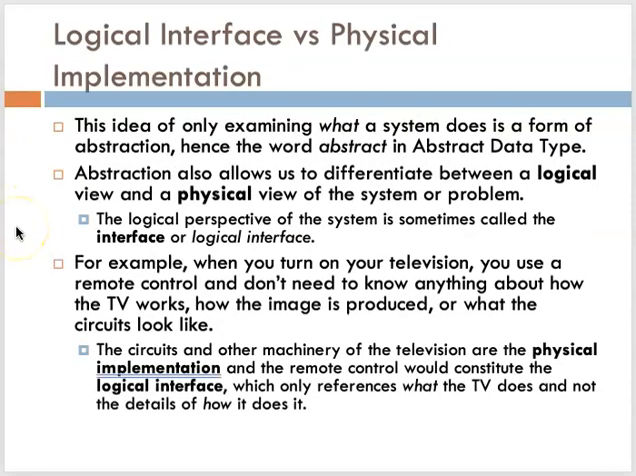And this idea of differentiating between the logical interface versus the physical implementation is very important. It's because it lets you examine what a system does without looking at the details of how it does it. So this idea of only examining what a system does is a form of abstraction, hence the word abstract in abstract data type. The abstraction allows us to differentiate between a logical view of the system and a physical view of the system or problem that we're dealing with. The logical perspective of the system is also what we sometimes call the interface or the logical interface in general.